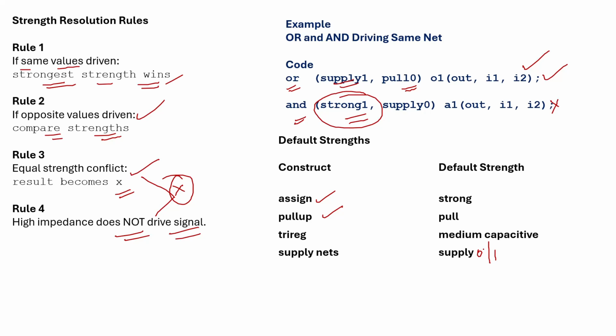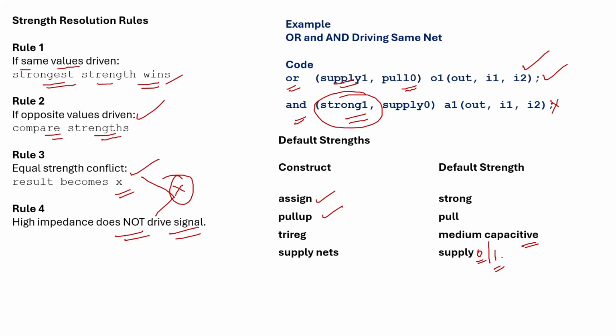Pull up has pull 0 and pull 1. With a pull up resistance, pull 0 or pull 1 is also the default strength. Then trireg is the capacitive strength, the medium capacitance, meaning we have storage values. Either we get an unknown value or a high impedance value. In trireg we mostly get the high impedance value when we are not giving any value. And supply nets also have a default value, either supply 0 or supply 1. So how do we remember the wire default value?